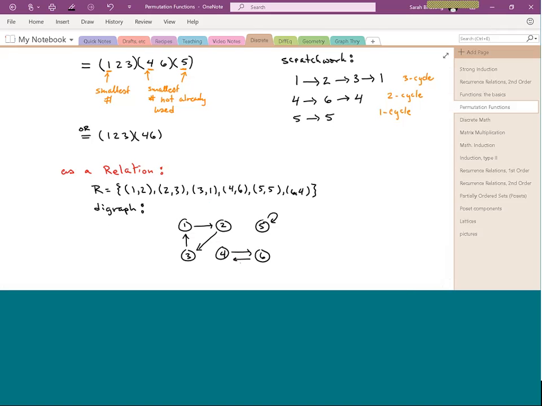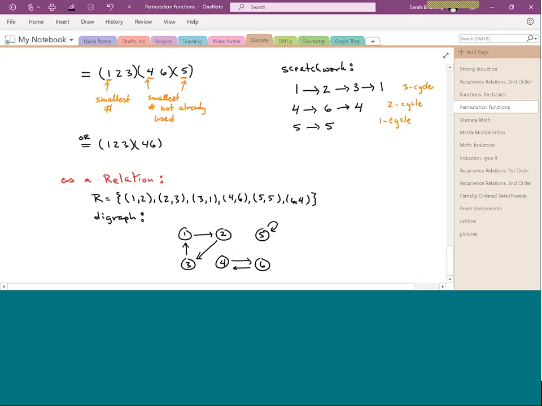So, anybody notice a tie-in between your digraph and either your scratch work or our cycle notation from above? Notice our 3 cycle is exactly a cycle of length 3. Our 2 cycle, 4, 6, is exactly a cycle of length 2. And our 1 cycle is exactly a loop. It's actually where the naming conventions come from.